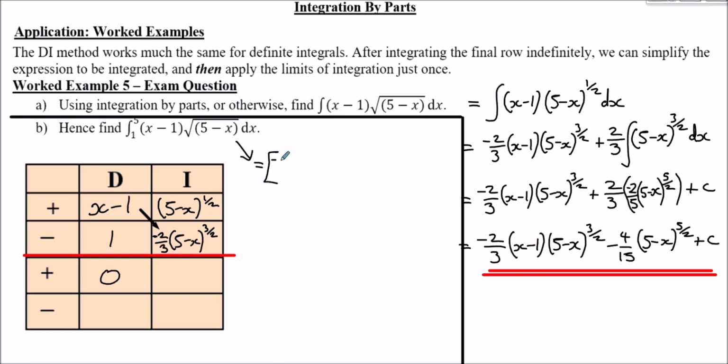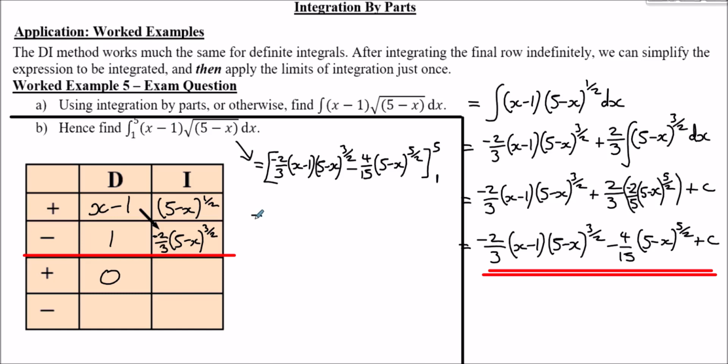So it's going to be minus 2/3 x minus 1, 5 minus x to the 3 over 2, minus 4/15, 5 minus x to the 5 over 2, between the limits of 5 and the lower limit of 1.